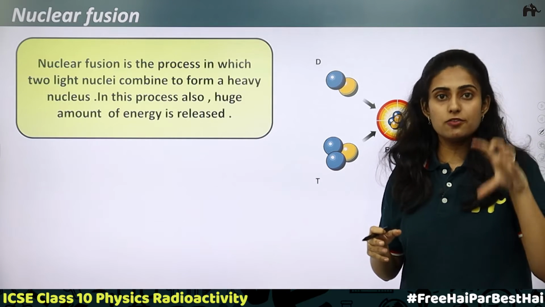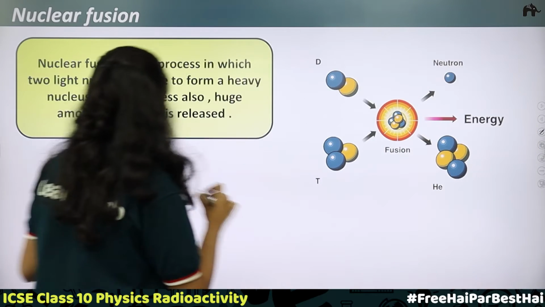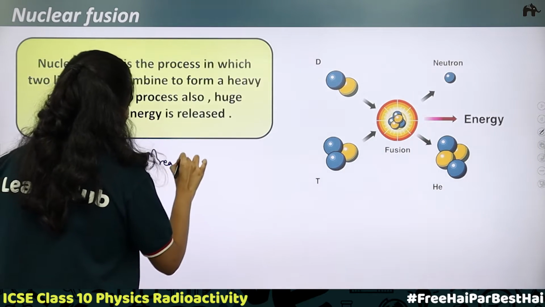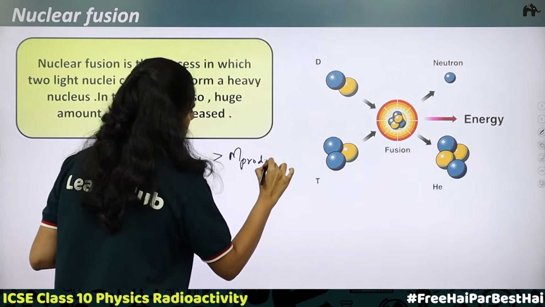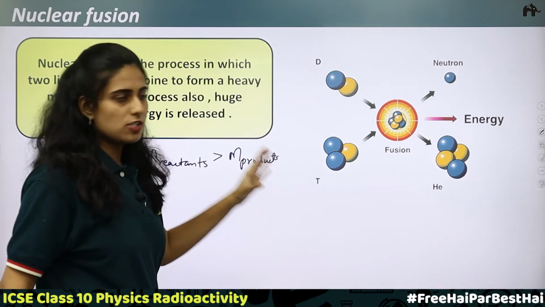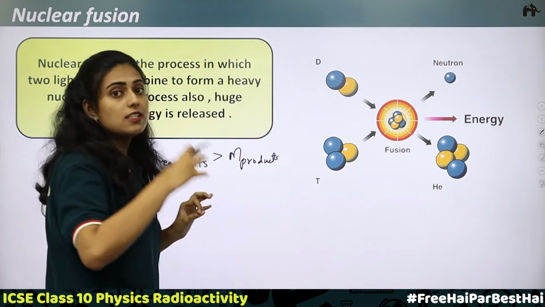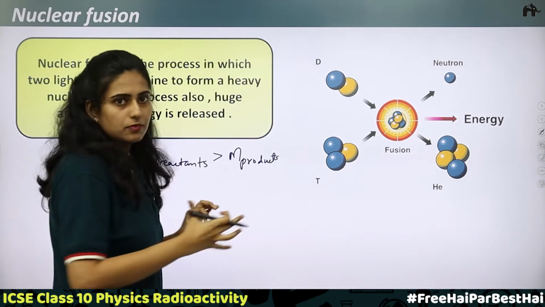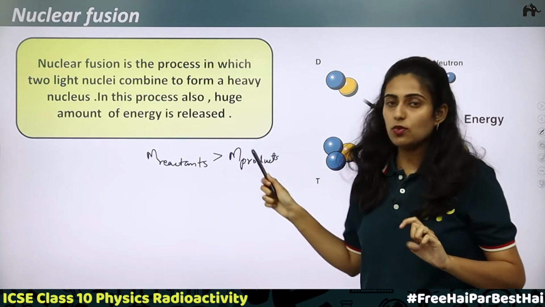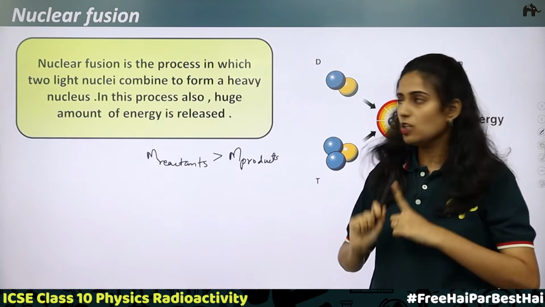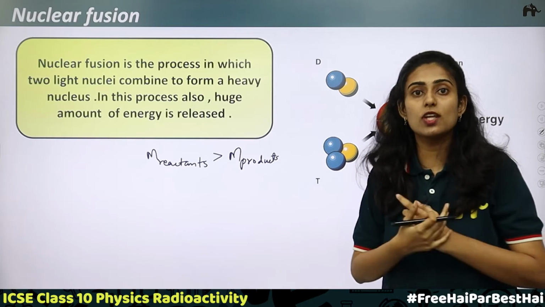When you take the mass of reactants and mass of products, you will see that the mass of the reactants will be greater than the mass of products. Okay, mass of reactants greater than mass of products, which means there is a loss of mass. Okay, this loss of mass is released in the form of energy. Okay, this is a nuclear fusion reaction. So nuclear fusion is a process in which two light nuclei combine to form a heavy nucleus. In this process also, huge amount of energy is released as in the case of a nuclear fission reaction.